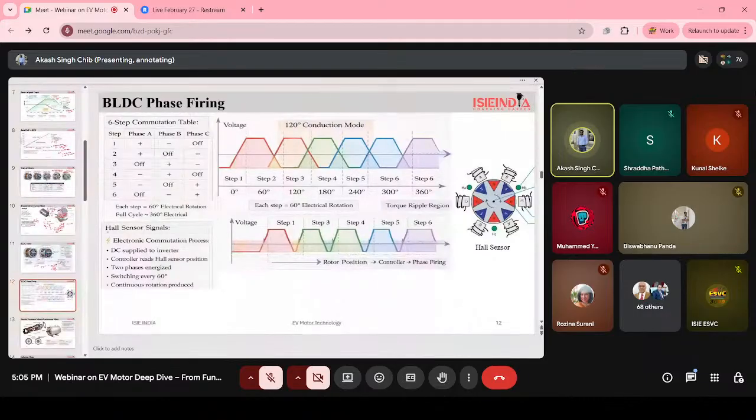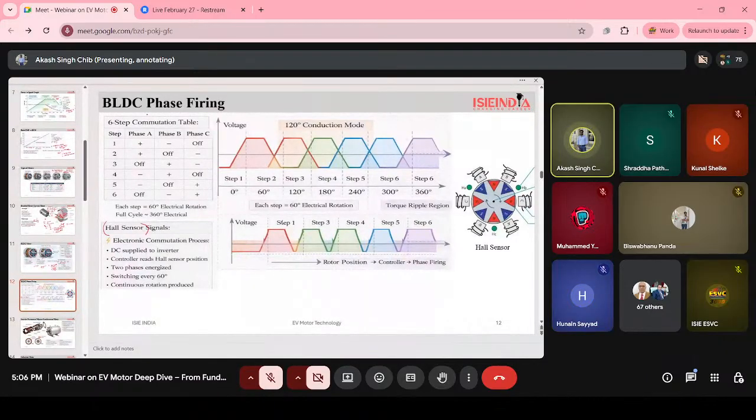Okay, basically what is a Hall sensor? Does anyone know about the Hall sensor? You can unmute. Okay, no issues.